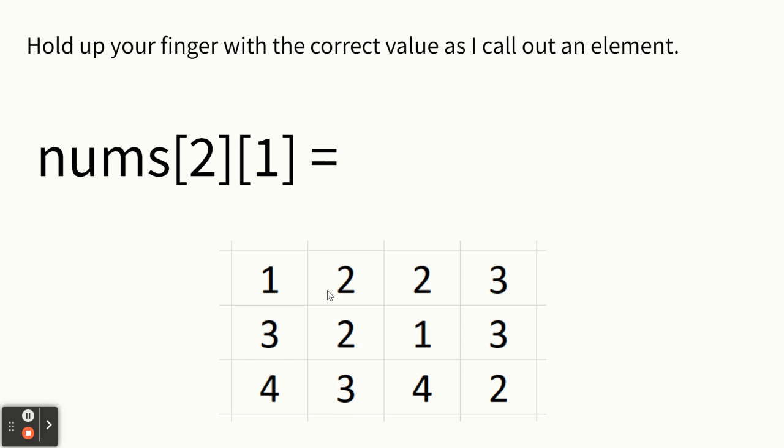Row 2: 0, 1, 2. Column 1: 0, 1. It's a 3. Anyway, 2 mice. Okay, we got another one.